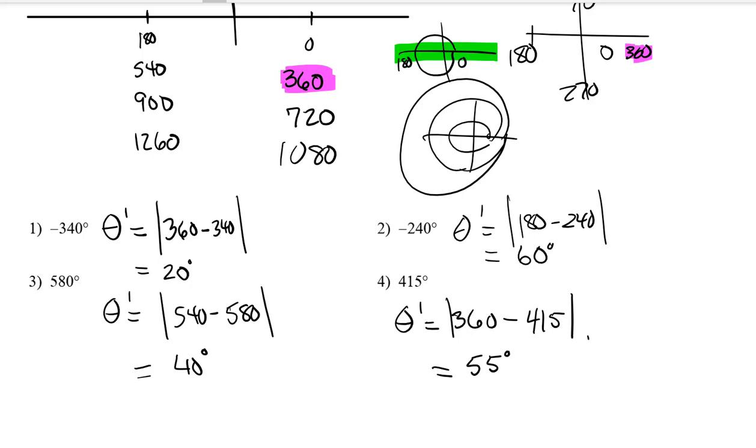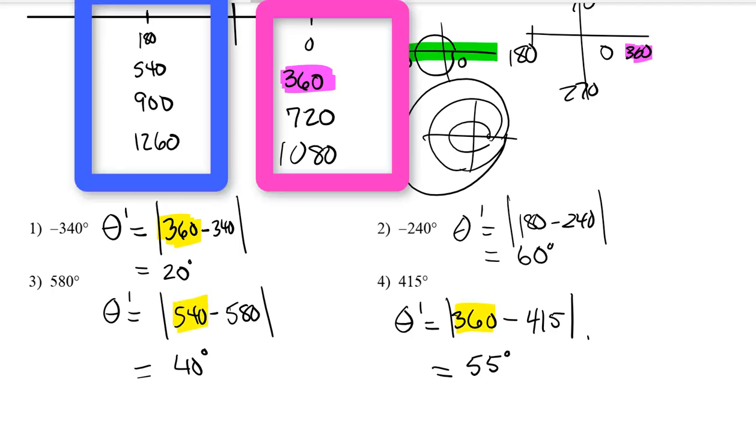Now, one of the things I want you to notice is the very first number: 360 in example 1, 540 in example 2, 360 again in example 4, and 180. Those are the values we wrote in our two columns. You put that value first, and then you subtract whatever the angle is, but be sure to put the absolute value bars around that.